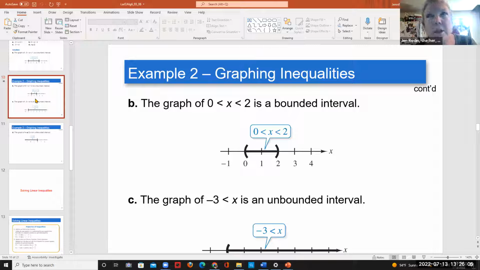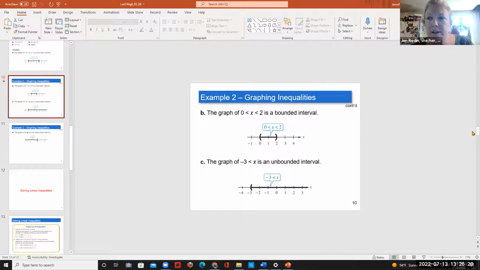Like 1.999999 would be part of the interval, but not 2, for example. And then let's see, I'll make this a little smaller so we can see this. Oh, no, that's really cute.